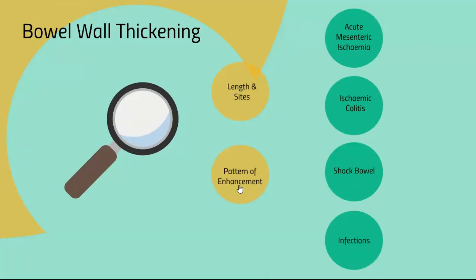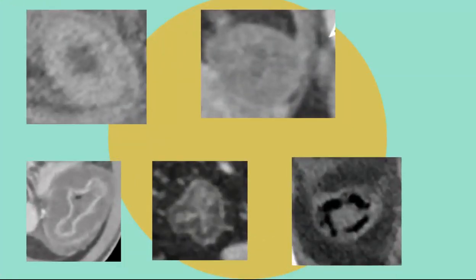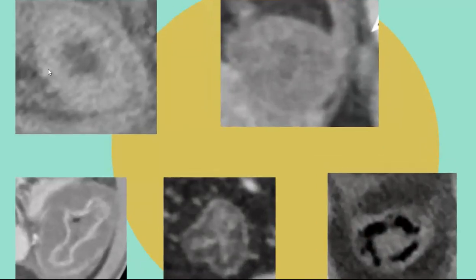Let us now look at the pattern of enhancement. These are CT sections across loops of bowel. Look at this first loop of bowel. This shows transmural enhancement. This low attenuation dark area in the center is the lumen. This is the bowel wall. It's very bright in comparison. This is full thickness transmural enhancement, and it's seen in severe active inflammation or with leaky capillaries.